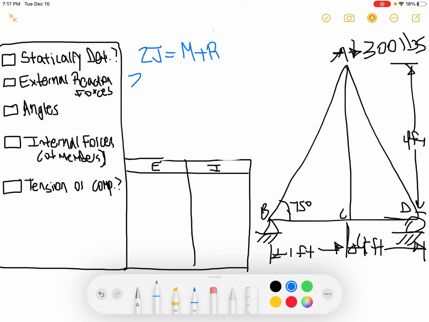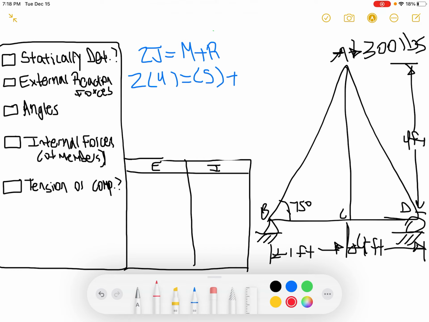So, how many joints are there? There are 4 joints. Here, here, here, and here. So we can add in 4. How many members are there? Here's 1 member. Here's 2 members, 3 members, 4 members, and 5 members. So we can say 5 plus how many reaction forces are there?